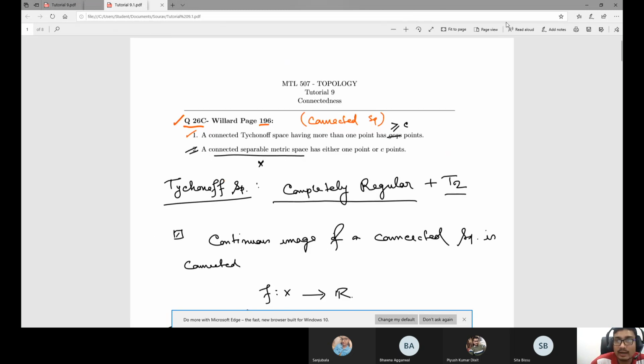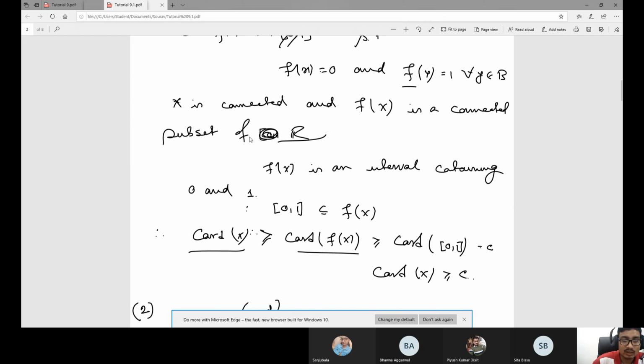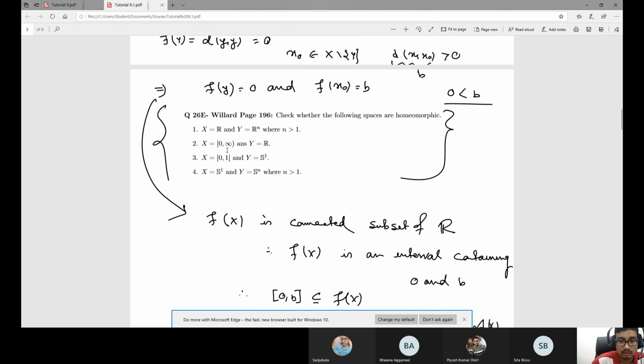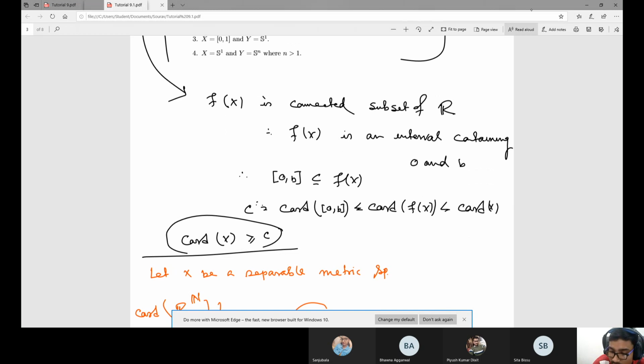But for the second problem, you had a connected separable metric space, and it claims that it has either 1 or C number of points, meaning it will be either a singleton set or the number of elements in that space will be the same as the cardinality of R, the continuum cardinality. I've given the proof that whenever it is connected, then the cardinality of X is at least C. We did it a few minutes ago.